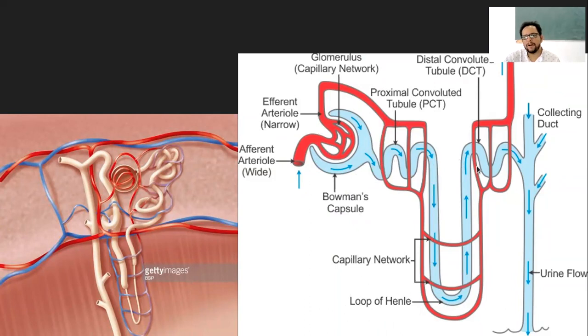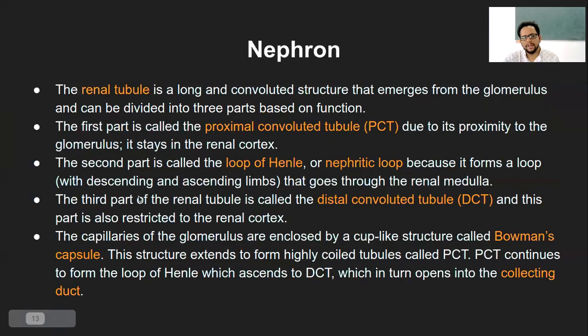And the last part, it's distal convoluted tubule. Distal convoluted tubule, that is the last part of this, out of these three. So within the first part, that is proximal convoluted tubule, it is called so because first of all, it is in proximity to the glomerulus. That's why it is called proximal. It is convoluted, so proximal convoluted tubular structure. And it stays in the renal cortex.